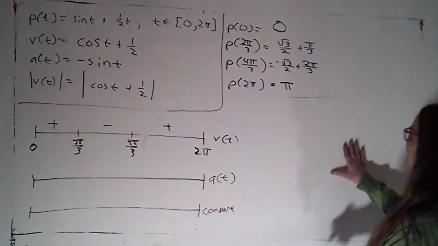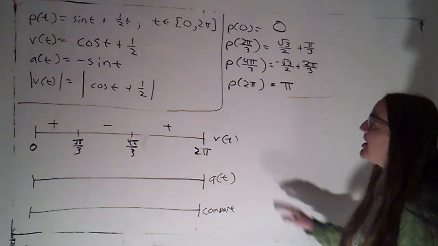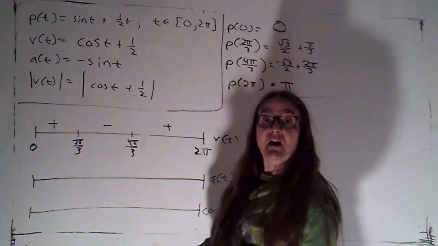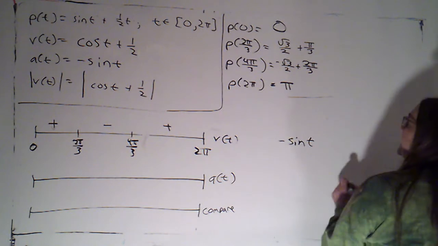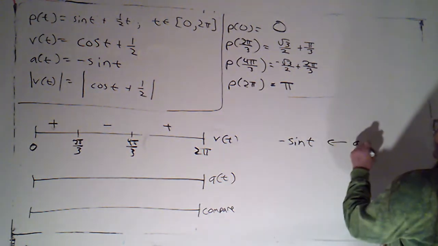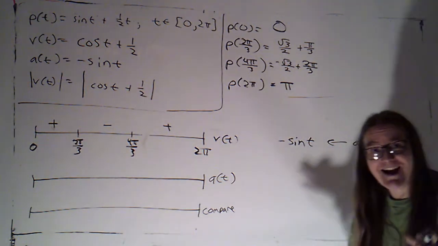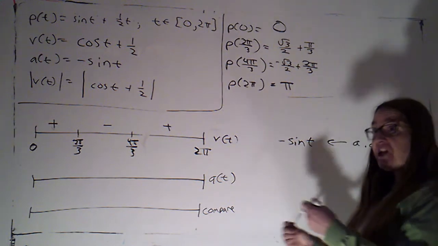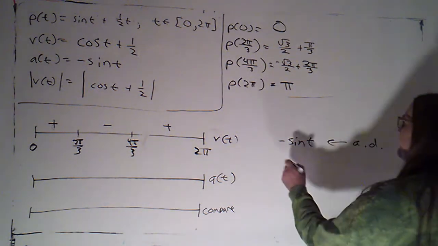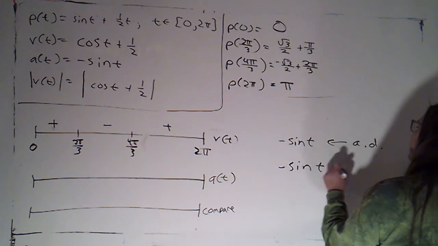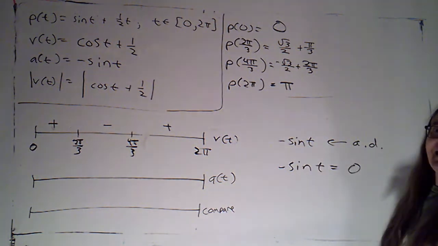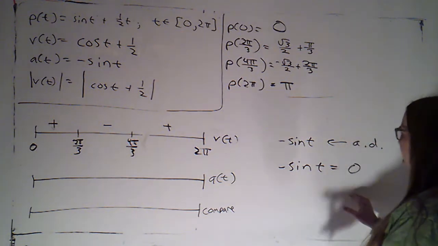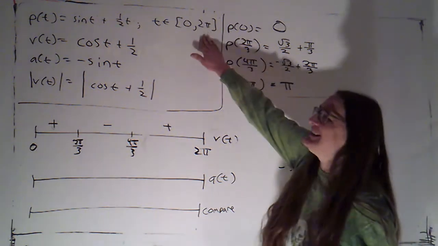Okay, I cleared some space here so we'd have some room to work. Acceleration this time is not constant. Acceleration is negative sine of t. Now, that is always defined. So the only times that the acceleration could change its sign would be if it passes through 0. So we'll set negative sine t equal to 0. Now, of course, that has infinitely many solutions, but it only has finitely many solutions in this interval.